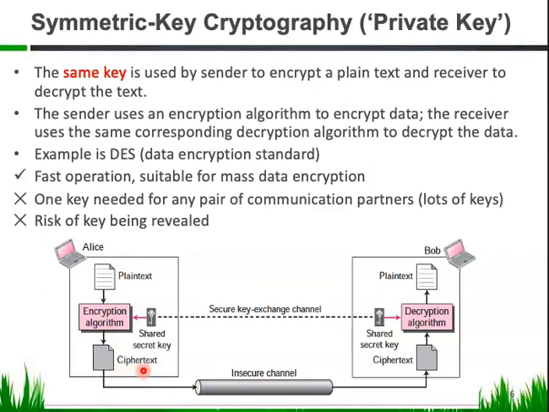To create the ciphertext from the plain text, Alice uses an encryption algorithm and a shared secret key. This secret key is sent to Bob using a secure key exchange channel. To create the plain text from the ciphertext at the receiver, Bob uses a decryption algorithm and the same shared secret key. We refer to the encryption and decryption algorithms as ciphers.